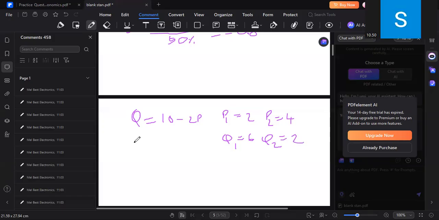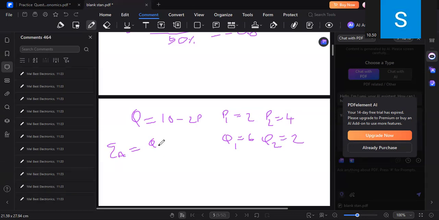So arc price elasticity, therefore, is simply the change, Q2 minus Q1, over the average, Q2 plus Q1 divided by 2, divided by the same for price: P2 minus P1 over the average, P2 plus P1 divided by 2.